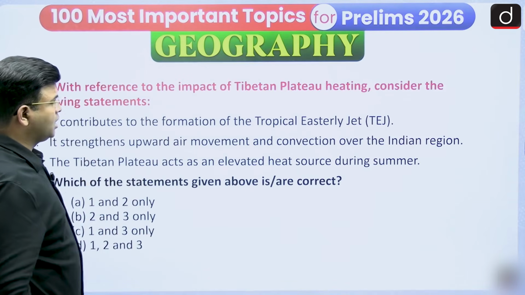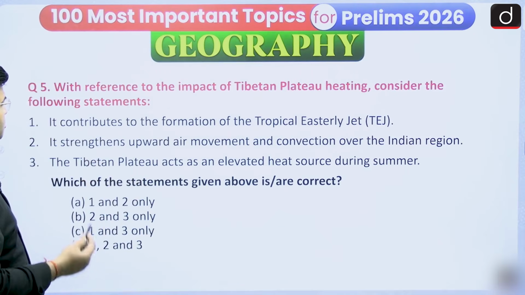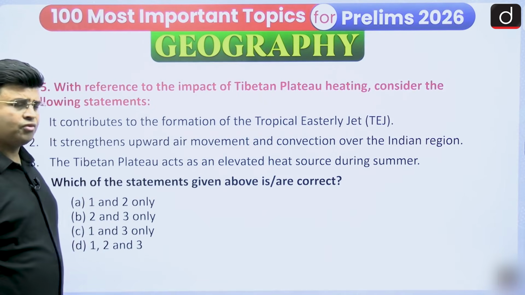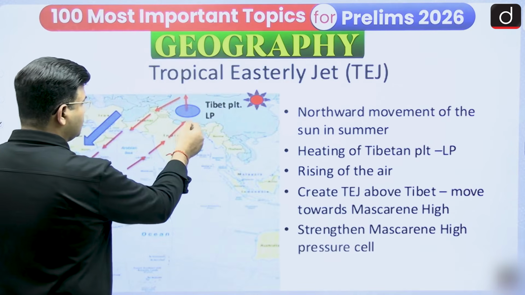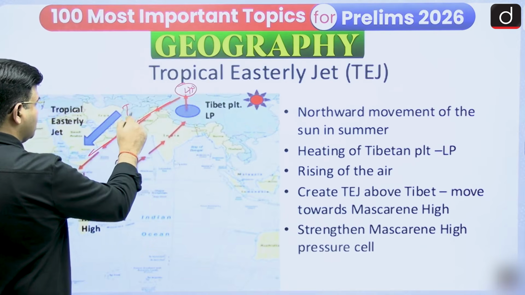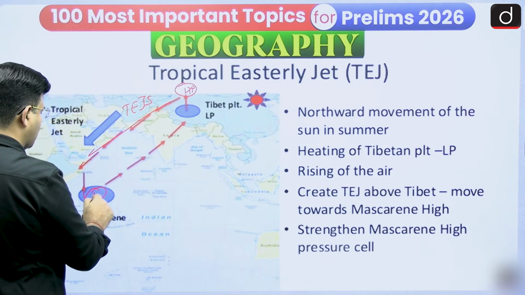With reference to the impact of Tibetan Plateau heating, consider the following statement. It contributes to the formation of the tropical westerly jet stream. You have to say whether it is right or wrong. So over the Tibetan Plateau there is high pressure in the upper atmosphere, which becomes the tropical westerly jet stream, and here it comes down, creating the Mascarene high again.